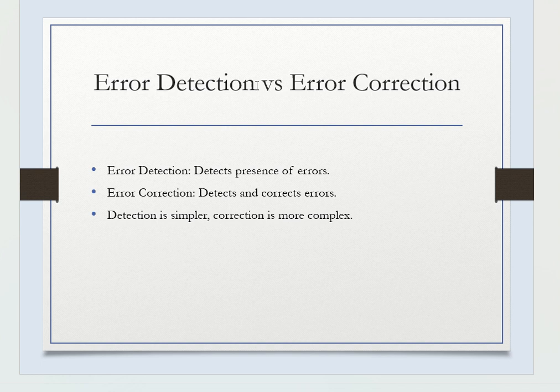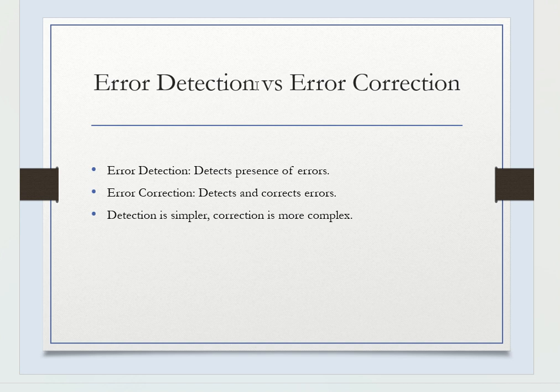Error detection versus error correction. Now, error detection detects the presence of errors. It identifies whether any errors have occurred during transmission in the received data. And error correction detects and corrects the errors, identifying and correcting them without needing retransmission to fix these errors and recover the original data. Detection is simpler; correction is more complex.